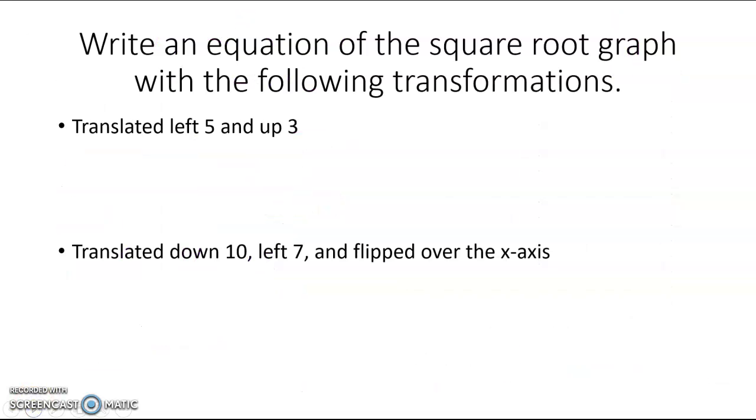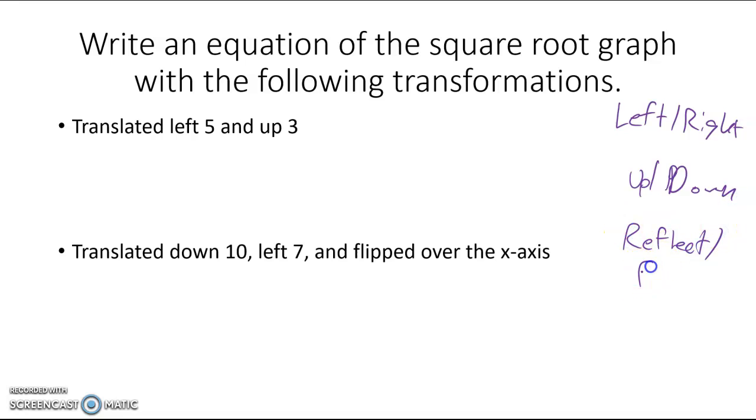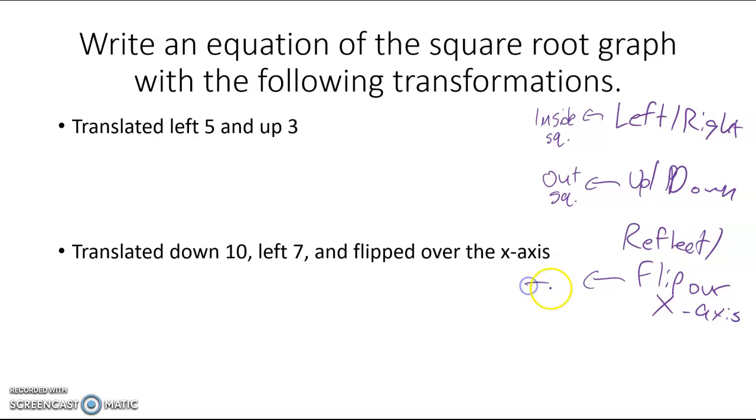Now the last couple bits here are dealing with transformations and how to write these out. You have three types of transformations you're going to deal with: left or right, up or down, and reflect or flip over the x axis. Left or right, we think of as inside the square root. Up or down is on the outside. And flipped basically means I have a negative on the outside.